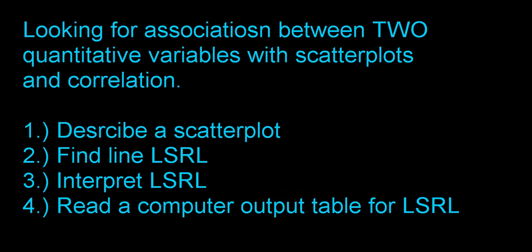All right, what we're going to learn in this video is how to describe a scatterplot, how to find the least squares regression line, or the line that we call the least squares regression line. And we're also going to do how to interpret a least squares regression line. And then we're also going to talk about how to read a computer output table to actually understand what the least squares regression line is.